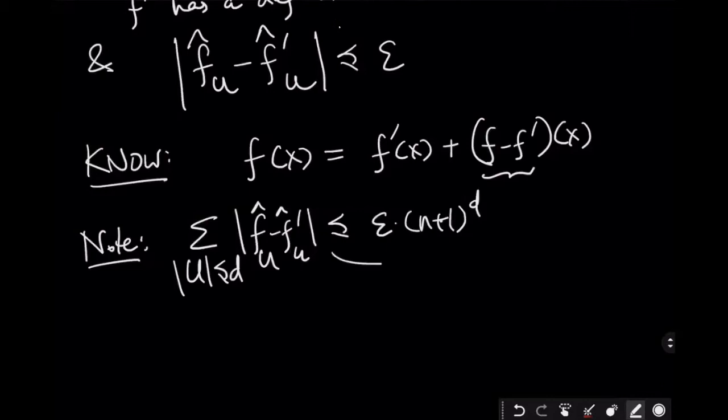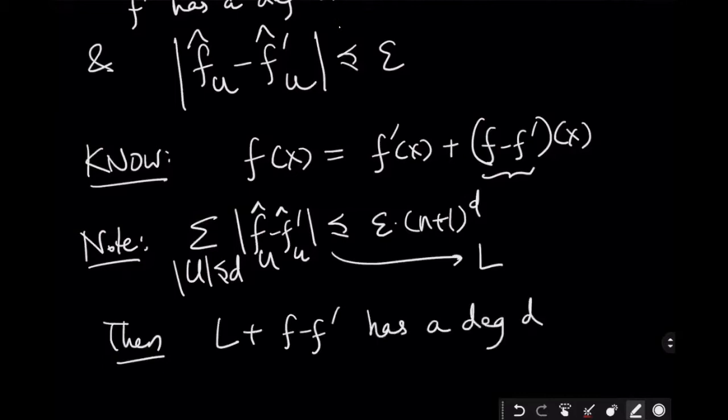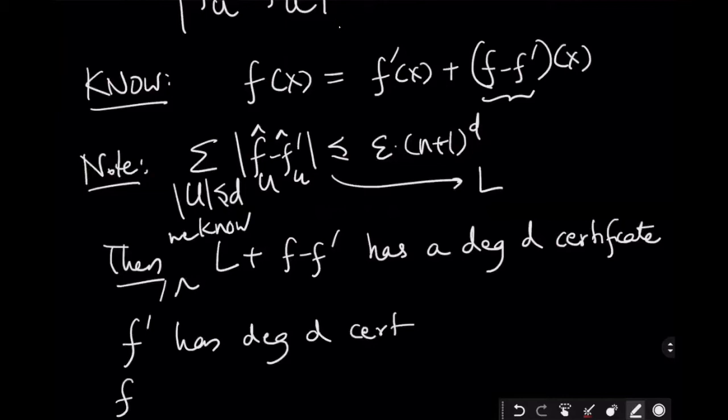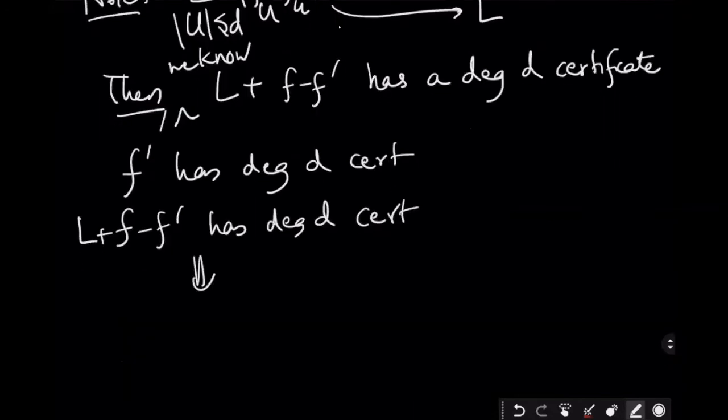So what have we learned? Let's call this number L. Then L plus F minus F prime has a degree d certificate. Good. And so what does that mean? So we know that F prime has a degree d certificate. F minus F prime plus L has a degree d certificate. It implies that the sum of these has a degree d certificate. In particular, L plus F has a degree d certificate.